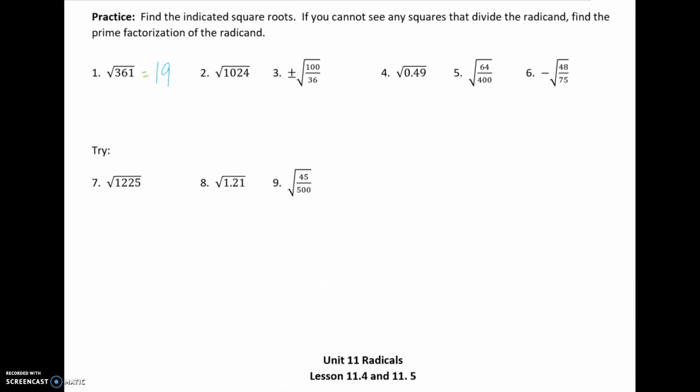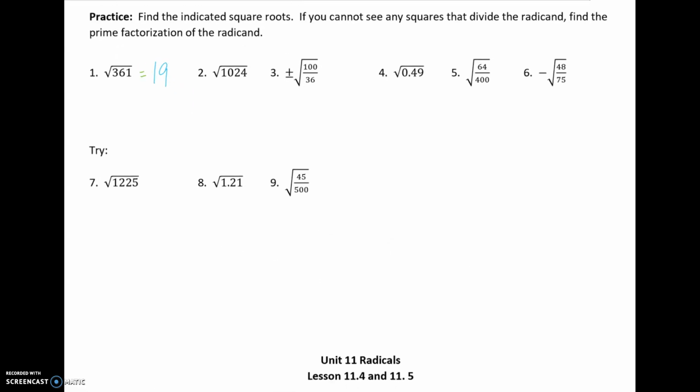All right, number 2, the square root of 1024. Well, our chart only went to the square root of 20. We're not really using the calculator because we're trying to see how we can come up with these perfect square factors without doing that. All right, so I noticed that it ends in 24, and I know that 4 is a perfect square factor because the square root of 4 is 2. So 4 goes into 24 6 times, so it's a factor.